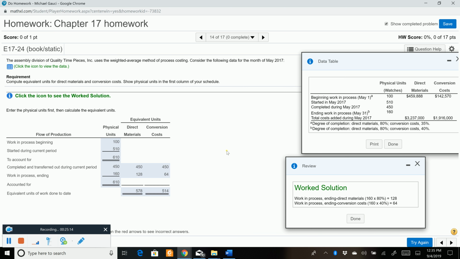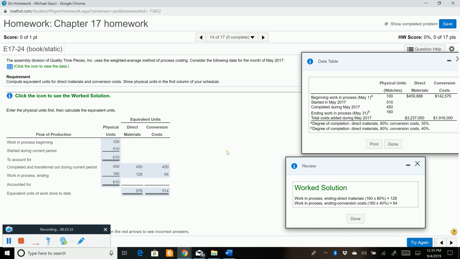So we have an assembly division of quality time pieces. They're using the weighted average method for process costing. And basically, we are to compute equivalent units. That is what we need to do in this homework problem. Equivalent units for both the direct materials as well as the conversion costs.